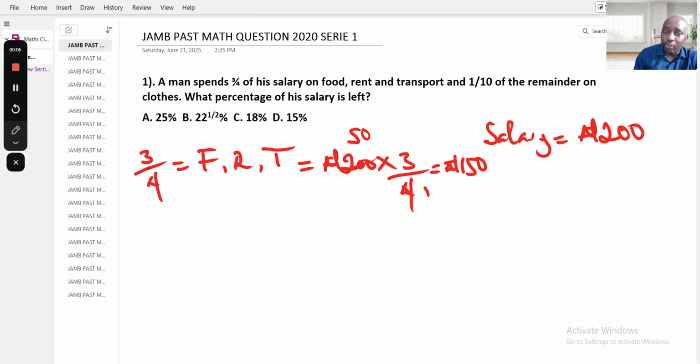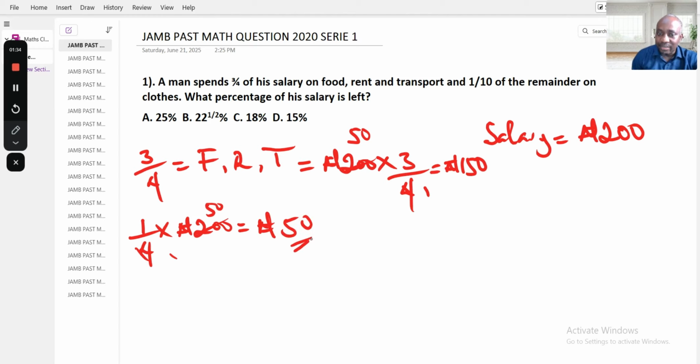Or you can use one-fourth if you want to calculate. If you don't want to go through this calculation, you can just say the man has spent 3 out of 4 of his salary. What is going to remain? Just say 4 minus 3. The remainder is 1 over 4 of his salary. Multiply it by the assumed salary of 200. 200 divided by 4 is 50, so 50 naira is left.